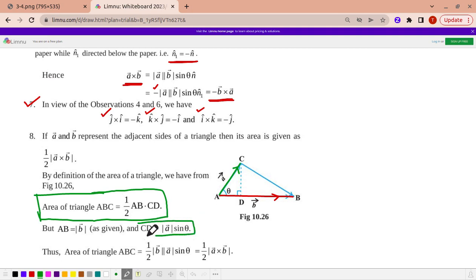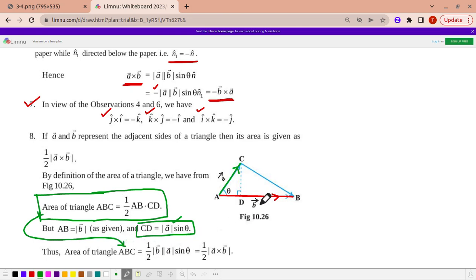Very easily observed, right? Because we know sin theta is equal to perpendicular by hypotenuse. So, CD by AC is equal to sin theta. So, CD is equal to AC sin theta, and AC is nothing but the vector A, but here we are taking the magnitude. So, we take mod A sin theta. I hope you understood. Now we apply this value, then the area of the triangle ABC is equal to half into AB.